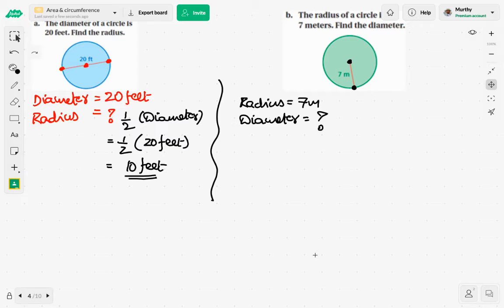How to get the diameter? Think for a moment. Well, it is double the radius. Therefore, if I plug in the values, or you can just do the mental calculation, 2 times 7 gives me 14 meters. That is 14 meters.